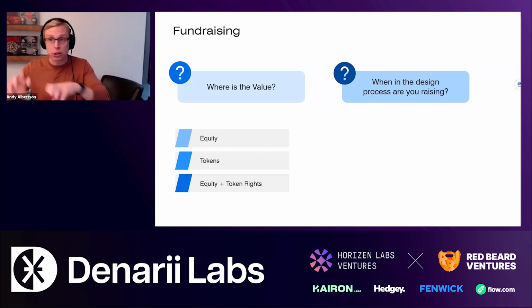IEOs, initial exchange offerings, treasury diversification, DEX offerings, you name it, we do it, but it's got to be in that part. So there's this fundamental question of where is the value? How do we set that up? And when in the process are we talking about the financing?